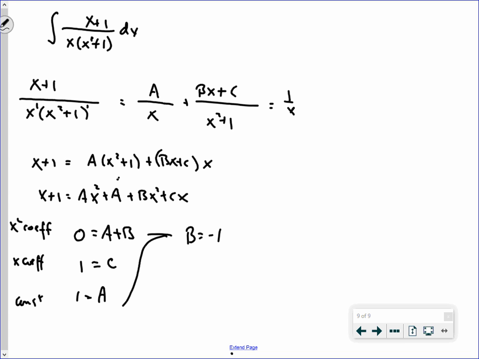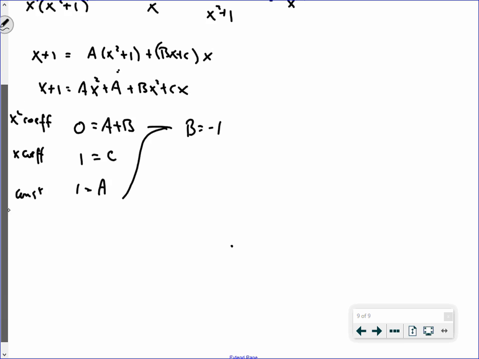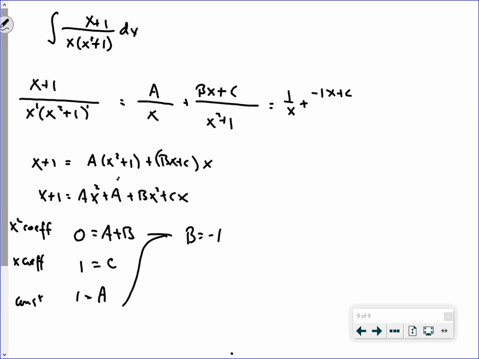So 1 over x plus negative 1 x plus c, which is 1. Okay, and I'm actually going to break this thing up a little more. So now I've got this all written down in terms of fractions, and I can integrate this.